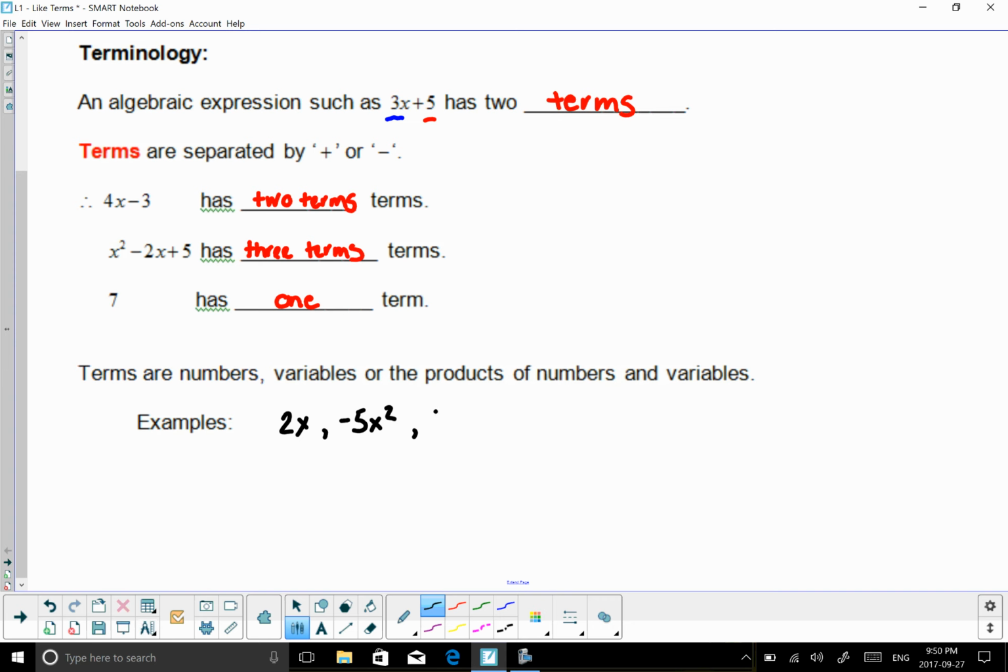Just a number. 4 is a term. It doesn't have to be x. It can be any letter. We can have a 5y, for example. Those are all examples of terms.